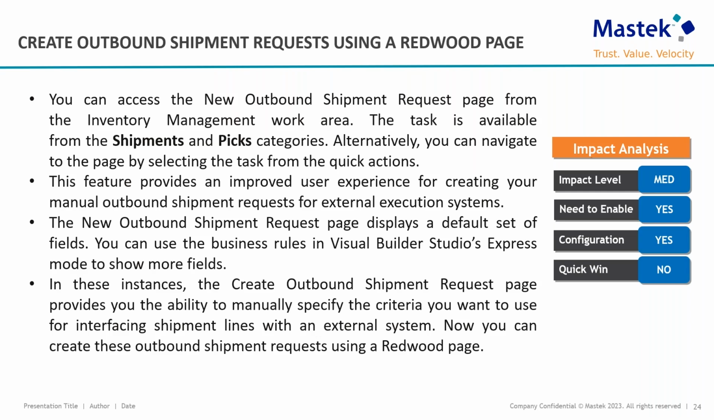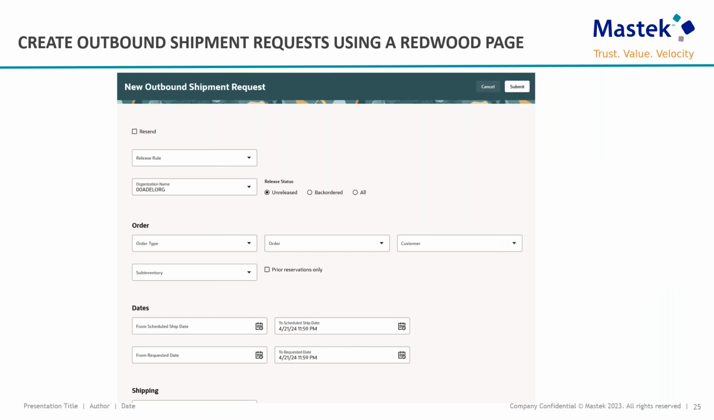As you can see in the screenshot here, with this you can access the new pick wave page from the inventory management work area under the shipments and picks categories. Alternatively, you can also quickly navigate to this page by selecting the task from the quick actions. This feature provides an improved user experience for creating your manual wave request. We consider it a medium impact, and we have to do some configuration for this, so we are not considering it a quick win for us.